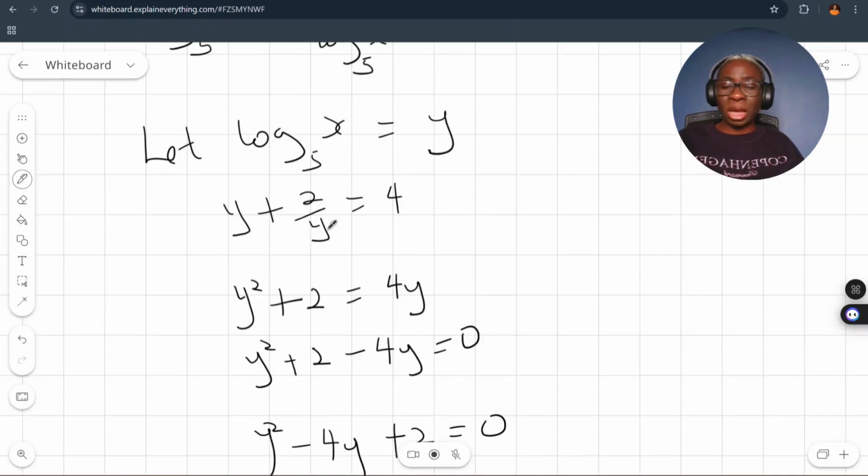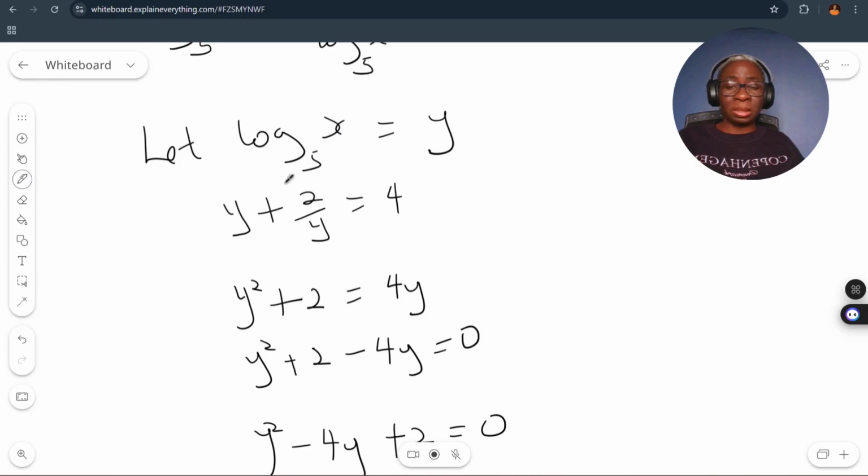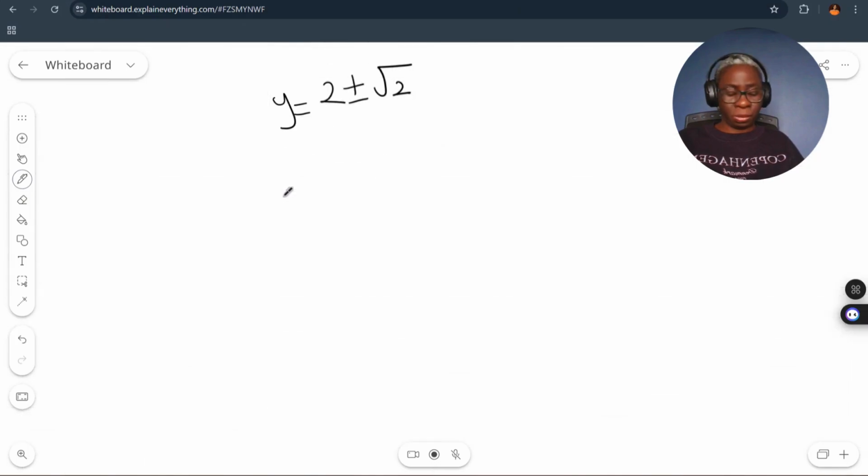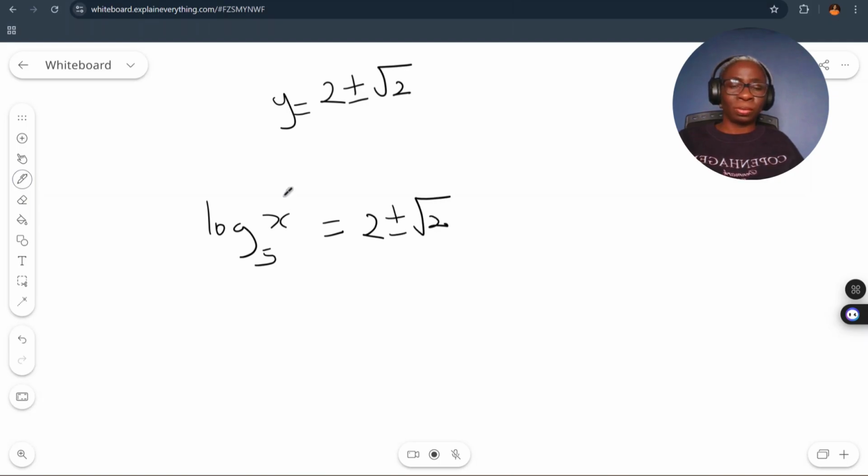So don't forget where our y is coming from. Y is equal to log x base 5. So that means log x base 5 is equal to 2 plus or minus root 2.